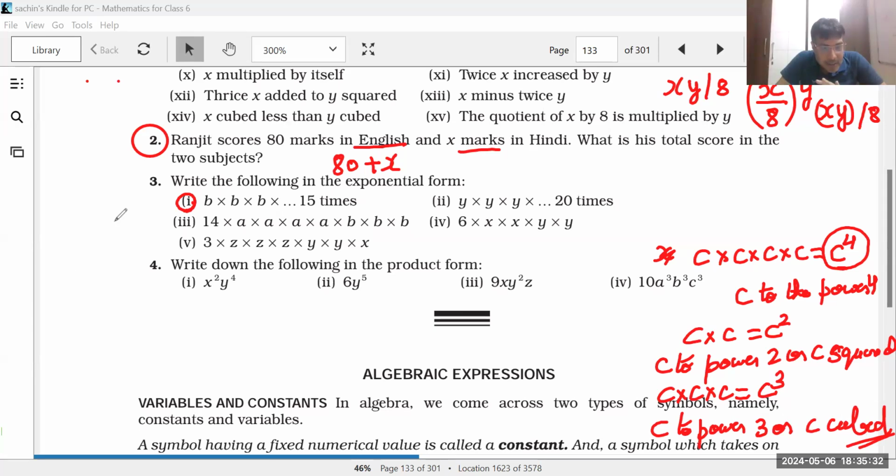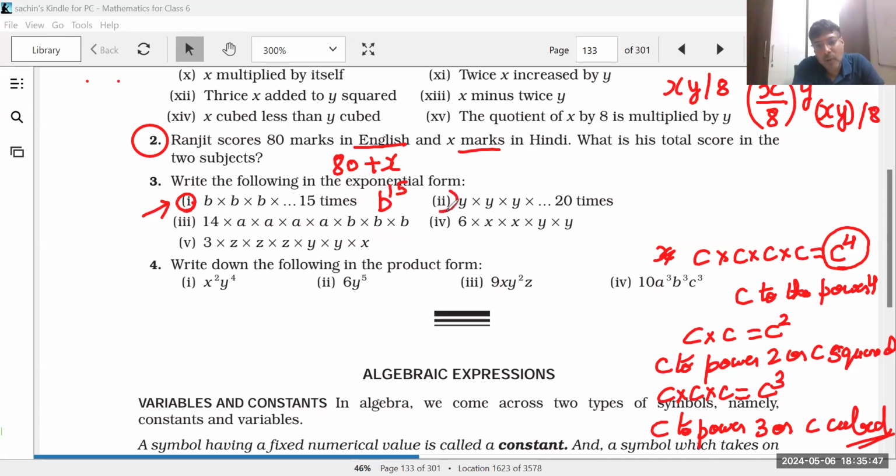Power beta, it is the word. So I will ask one by one. So this question goes to Hacker. What will be my answer? B to the power 15. B to the power 15.